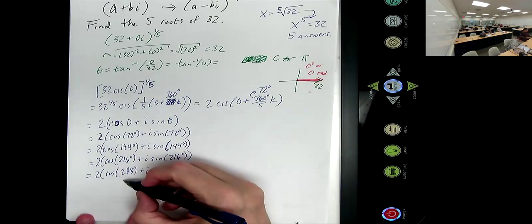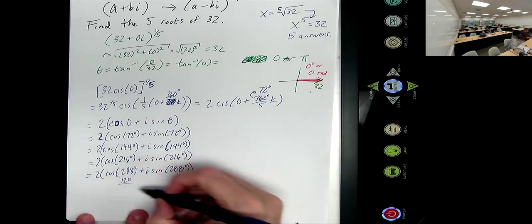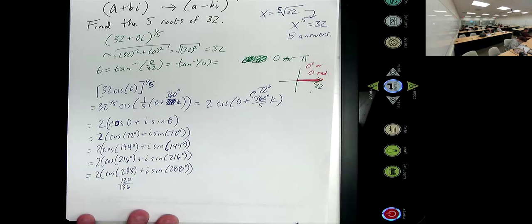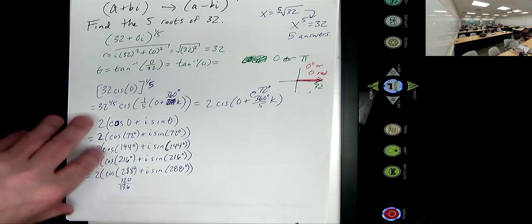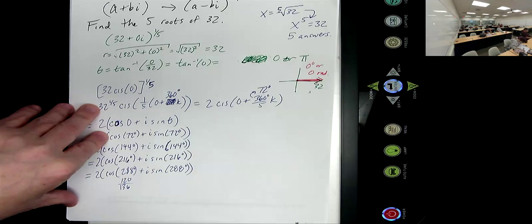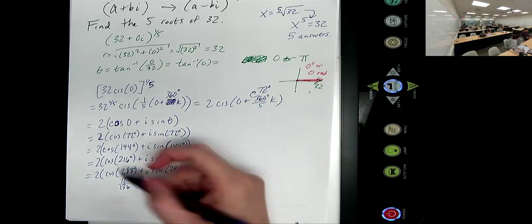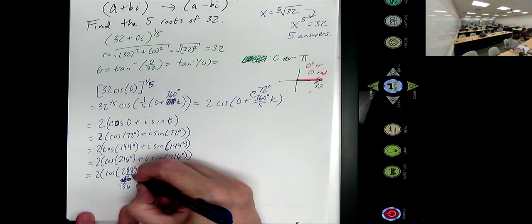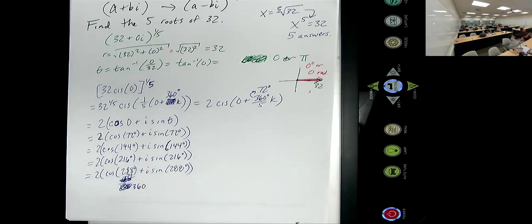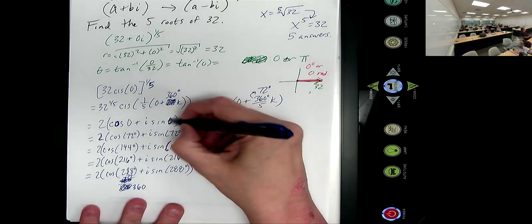And just for illustration, if we added another 72, we would be back at 360. That's not right. Did I make a mistake somewhere? Is it 72 degrees? I didn't add 72, I had the wrong thing. There we go, 360. That should be a 0, not a theta.